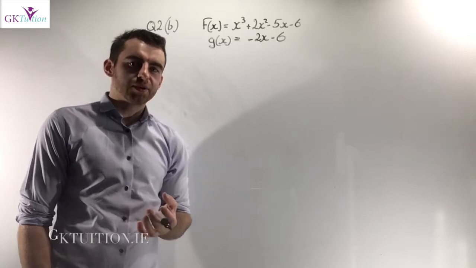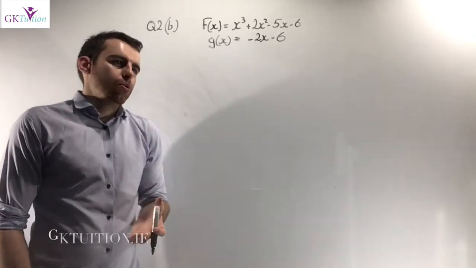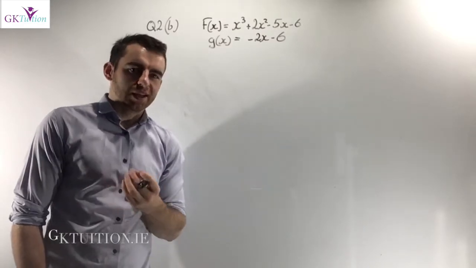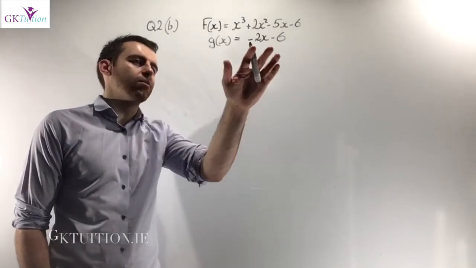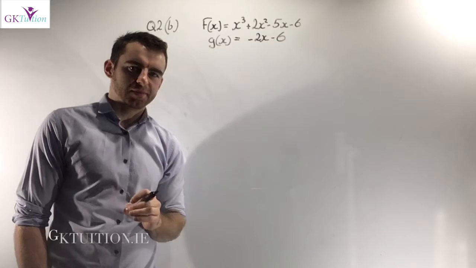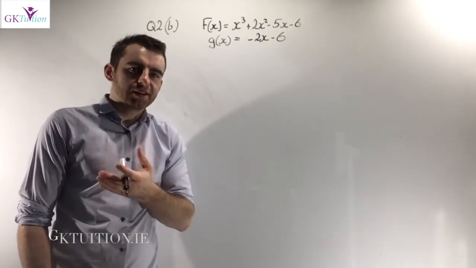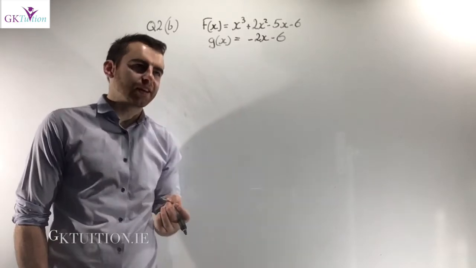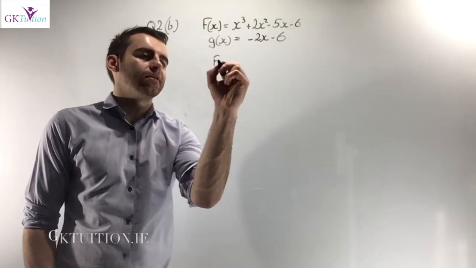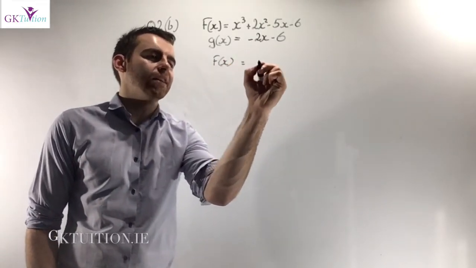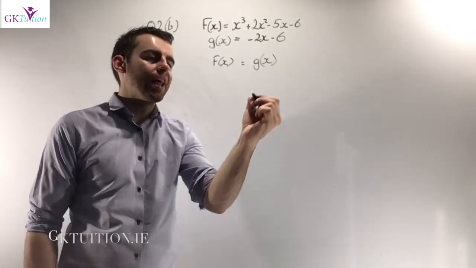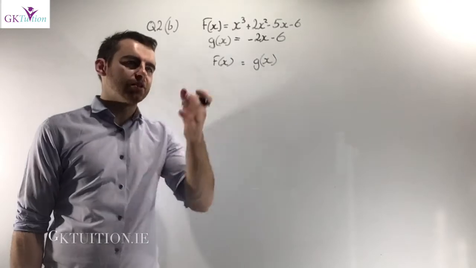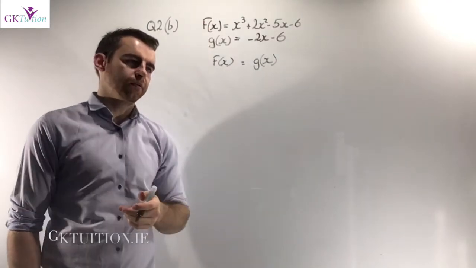Okay, in part B here, there were 10 marks going. We've already dealt with the cubic function f of x, and we're now introduced to the linear equation g of x equals minus 2x minus 6. We're asked to identify the coordinates of the points where the line and the curve intersect, and in order to do that, they've told us to let f of x equal g of x. If we let f of x equal g of x, we'll be able to identify the points of intersection of the line and the curve.